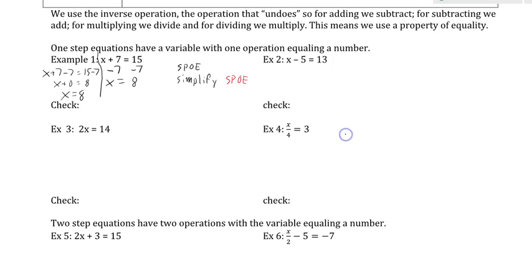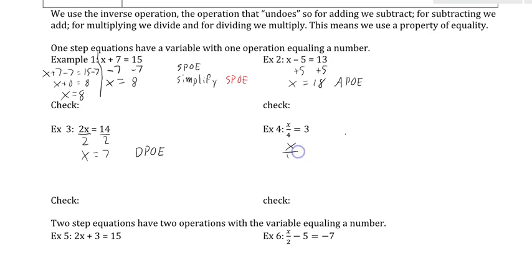So in example 2, the opposite of subtracting 5 is adding 5. So we use our addition property of equality to add 5 to both sides of the equal sign, and we have solved for x using the addition property of equality. Here we have 2 multiplied by x equals 14. So we're going to divide both sides by 2. Simplifying, we get x equals 7. We're using the division property of equality.